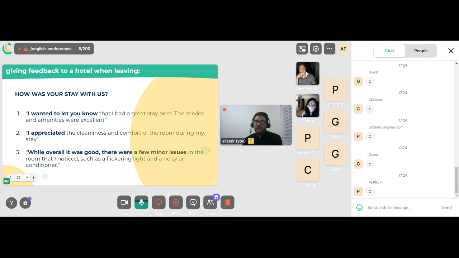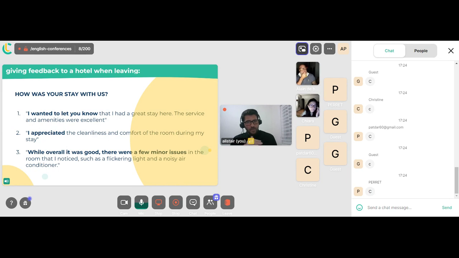And we're going to have a little think about feedback. Now, giving feedback to a hotel when leaving. So one of the big things that we want in this day and age from our customers is good feedback. Now, it's a very easy thing to try and get. We can ask the question on the screen here to every guest that checks out and hands their key back in at the front desk. How was your stay with us?